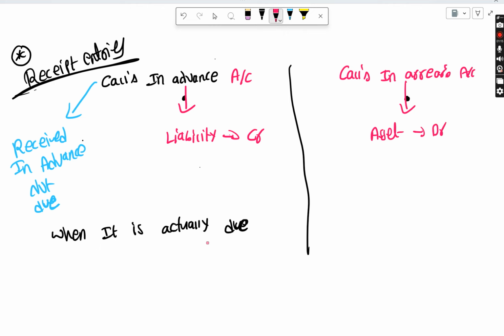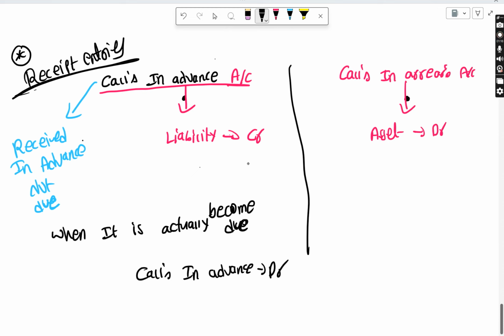See, when it is not due, we created calls in advance account. In the stage of allotment only, Ram paid the first and final call. So in the stage of allotment, we created the calls in advance account. But in the first and final call, it will become due. When it actually becomes due, then calls in advance account will be debited to cancel it. Previously we credited, now we debited.